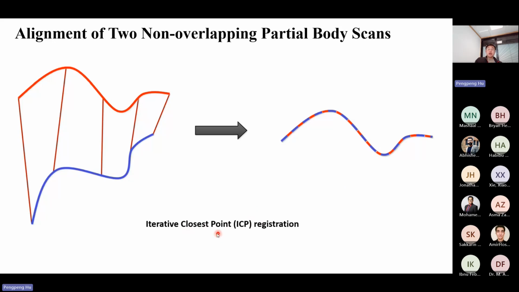ICP-based variants. The basic idea is that, for example, the red curve here represents the source and the blue curve here represents the target. So the registration means that you need to align them together and generate such results. They have to highly rely on the assumption that you need correspondence. Once you have points on the source, you need to find the corresponding point on the target. Then you can minimize the distance to implement the registration.